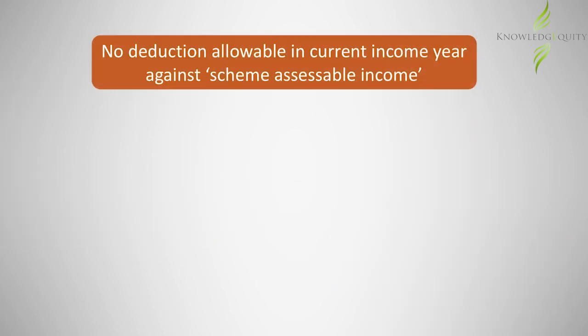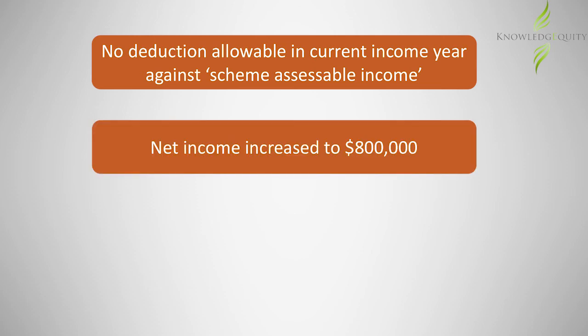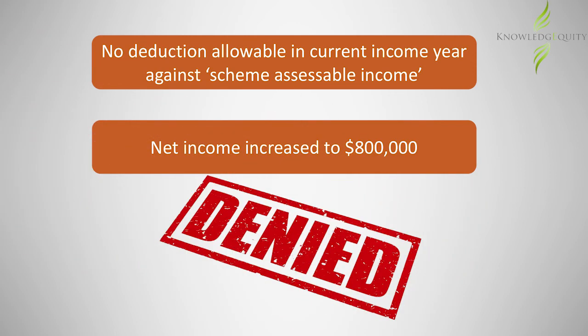Where the test is failed, no deduction would be allowable in the income year against the scheme assessable income, with the result that the net income of the A Loss Trust is increased to equal at least the amount of the scheme assessable income of $800,000. In addition, to the extent that any deduction is incurred in deriving scheme assessable income, the deduction is not allowable.